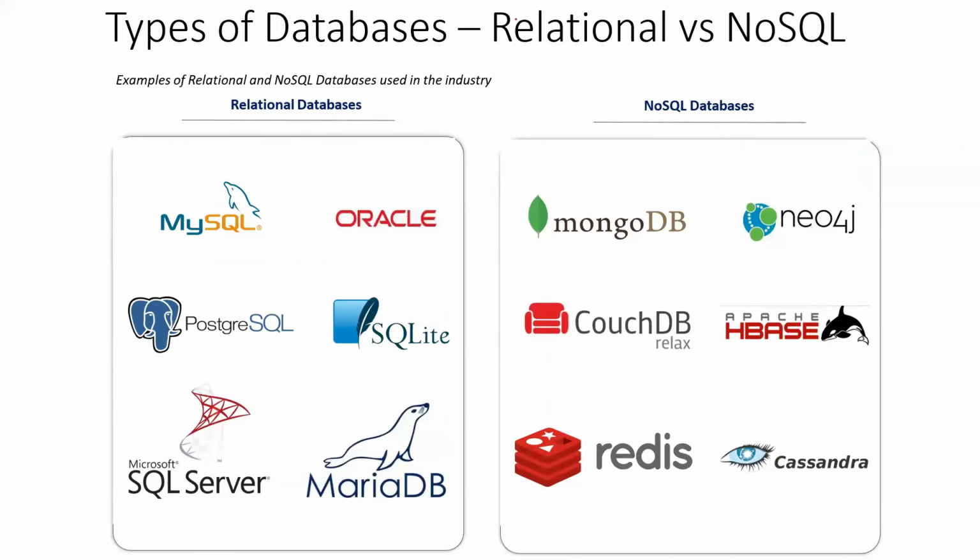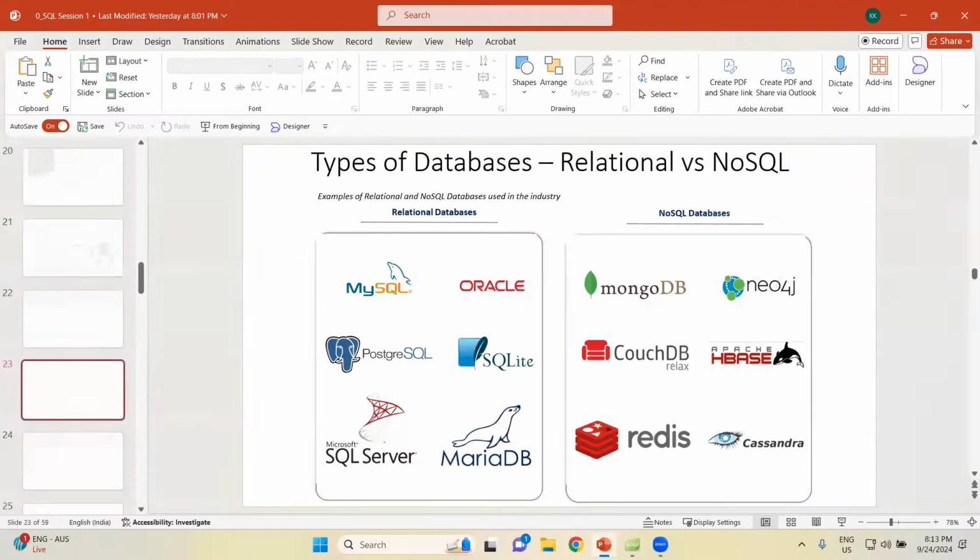So let's come to today's topic. Easy to understand. Database: how many types of database do we have? Generally, let's talk about an example first, then I'll come to the point. As per your knowledge, can you tell me what are the different kinds of data we have?